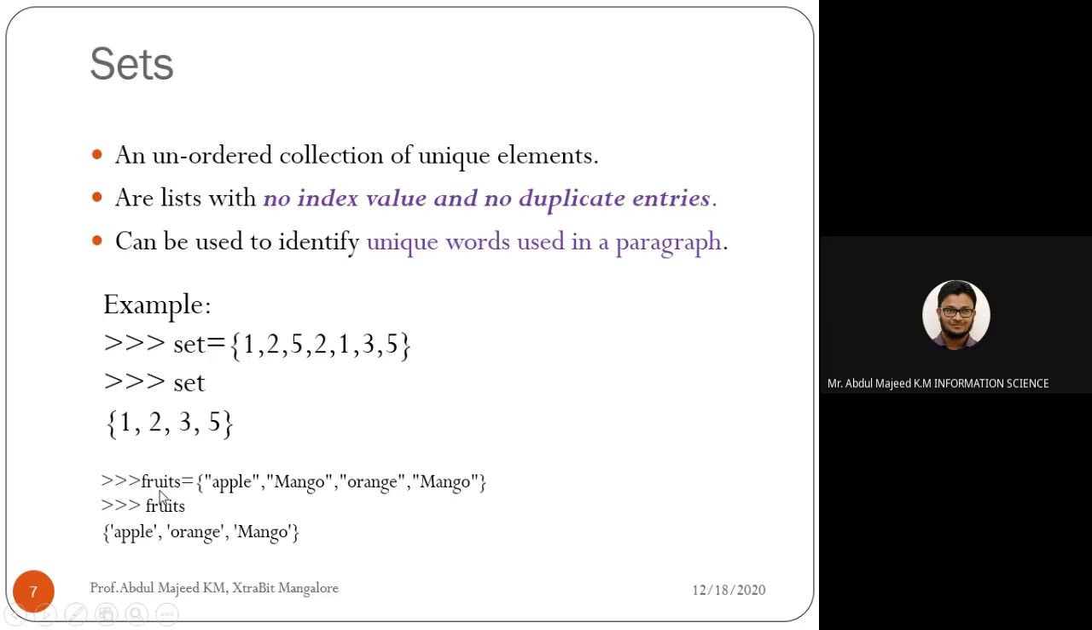Here I am creating another set called fruits. So fruits is a set of strings: apple, mango, orange, mango. Then if you type fruits and press the enter key, you will get the fruits set. It will remove the duplicate entry.